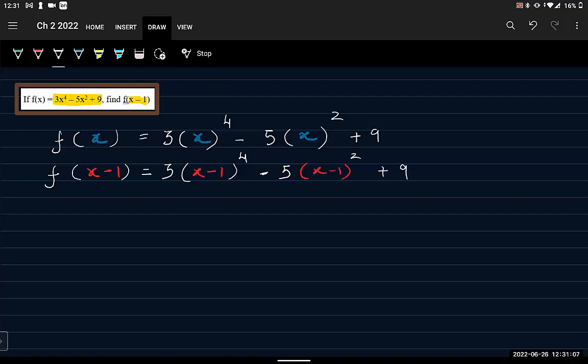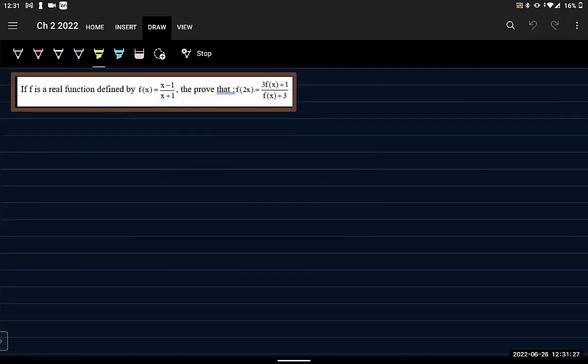Plus 9 would remain as it is. We can expand this, but currently we are not interested in finding the final value or simplifying the function. So we can write this as our answer. Let's see our next question.